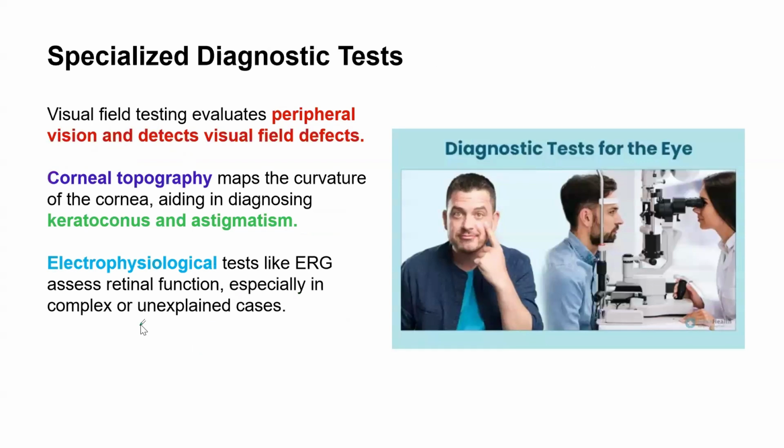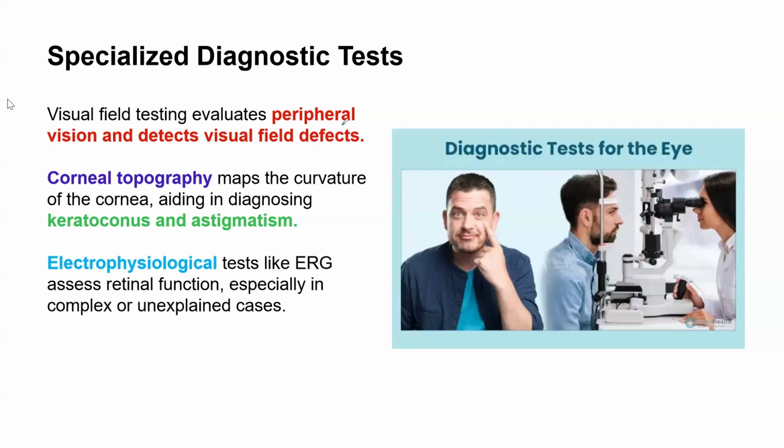And then the next one, you also have specialized diagnostic tests. The specialized diagnostic tests include visual field testing. Visual field testing usually evaluates peripheral vision and detects visual field defects. So we use visual field testing in detecting field defects, especially in peripheral vision.